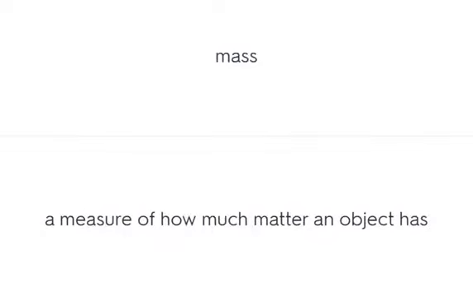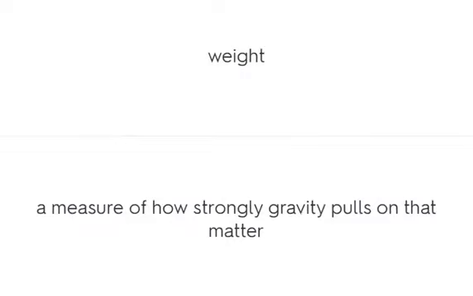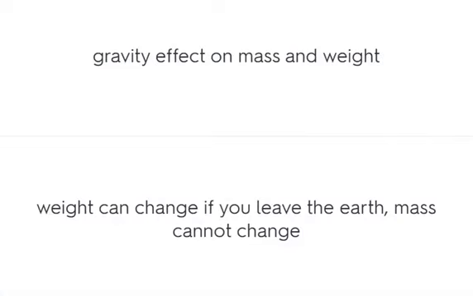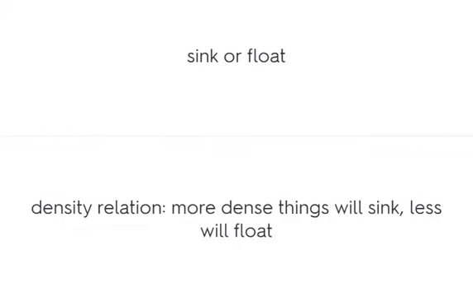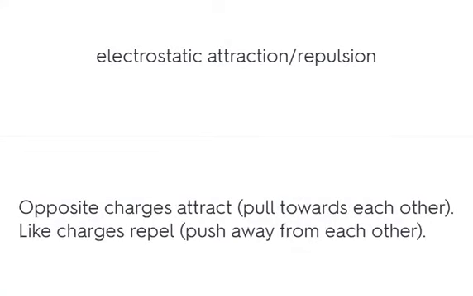Mass, a measure of how much matter an object has. Weight, a measure of how strongly gravity pulls on that matter. Gravity effect on mass and weight. Weight can change if you leave the Earth. Mass cannot change. Sink or float. Density relation. More dense things will sink, less will float. Electrostatic attraction and repulsion. Opposite charges attract, like charges repel. Electricity, electron flow.